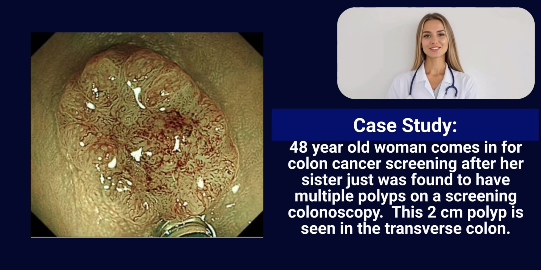Okay, this 48-year-old woman comes in for colon cancer screening after her sister just was found to have multiple polyps on a screening colonoscopy. This 2-centimeter polyp is seen in the transverse colon. Can you describe the key features of this polyp that help make an optical diagnosis? It looks a bit depressed in the middle. That's right! Depression is one of the key features of this image.